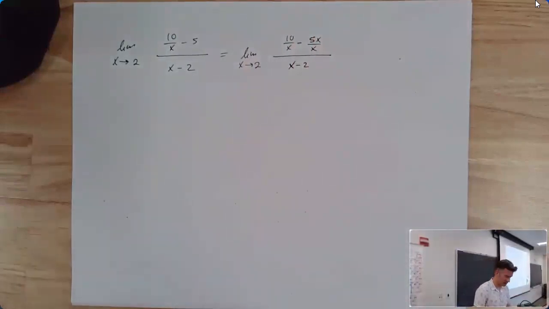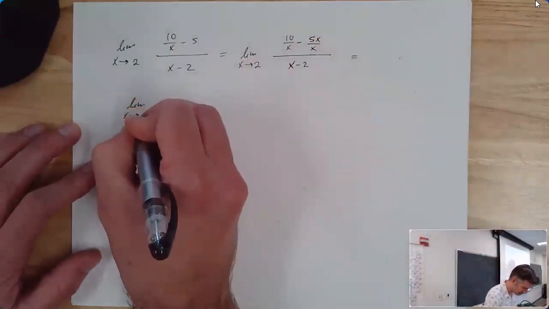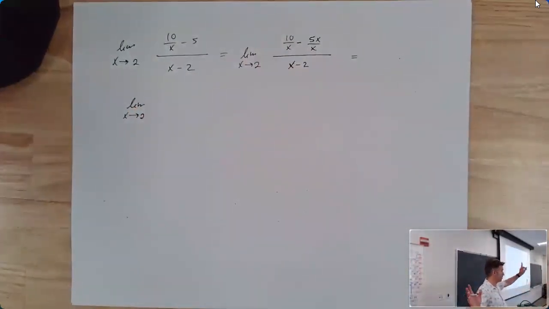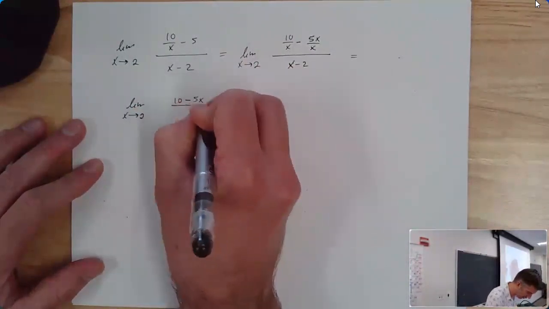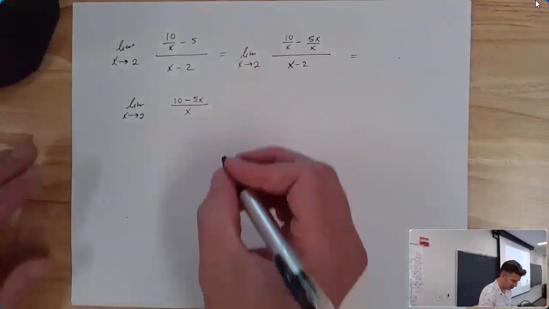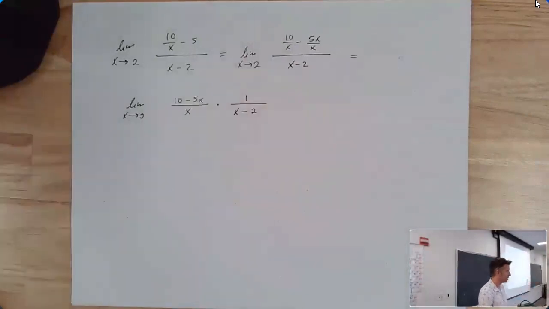So what I would probably do in the next step is two things. I'd rewrite the top fraction as one fraction, that's why I got the common denominator. So I write it as 10 minus 5x all over x. And instead of dividing by x minus 2, I would rather write it as multiplication by 1 over x minus 2. When you're dividing by something, it's the same as multiplying by its reciprocal. And now I can do some factoring.